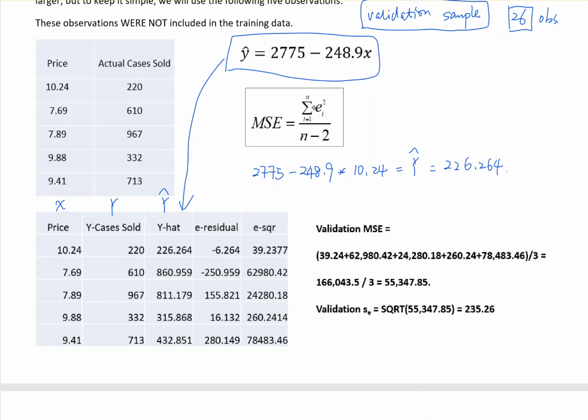And then our goal is to find the residual, right? So remember, what is the residual? We say the residual equals Y minus Y hat, which is the observed Y minus the predicted Y. So what is the residual here? The residual is Y minus Y hat, 220 minus 226.264. So you have the residual for this observation, and then you need to do the same thing for the rest of the 4 observations.